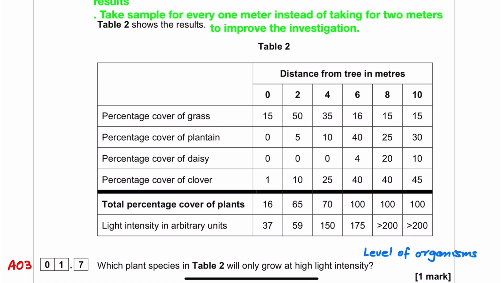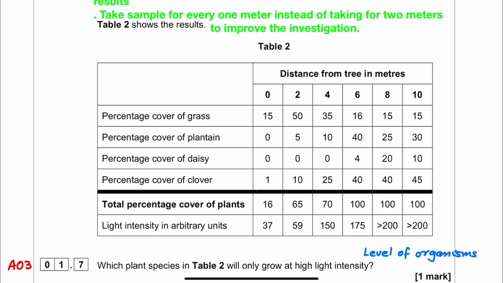If you look into the table, the different values are given here. The percentage cover of the plant. If you're going away from the tree, we can see that the light intensity is increasing and the plant is covered more by the light. One of the specific plants shown in the data, when it is far away from the tree, then it starts growing. That is daisy. The daisy is a plant.